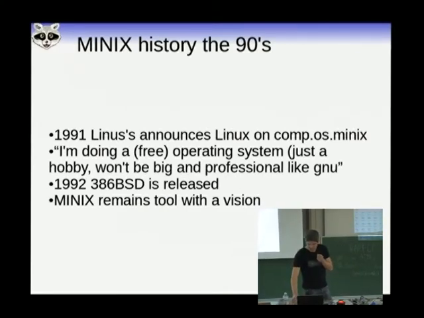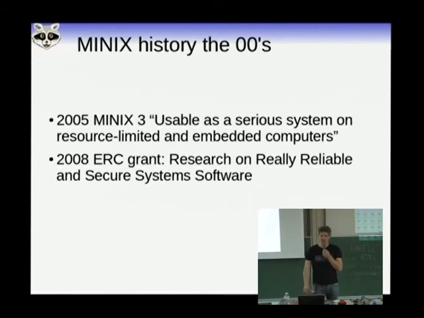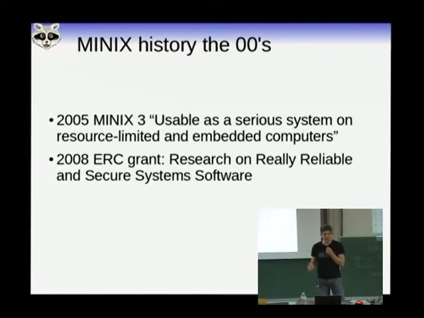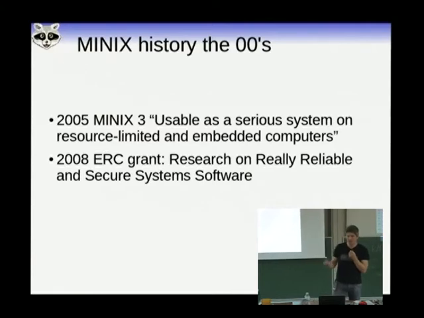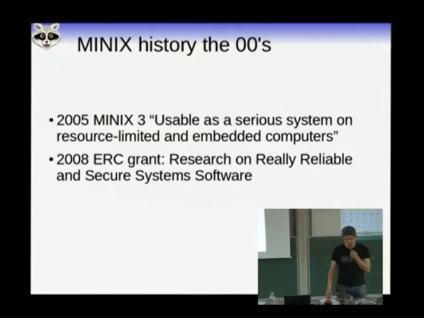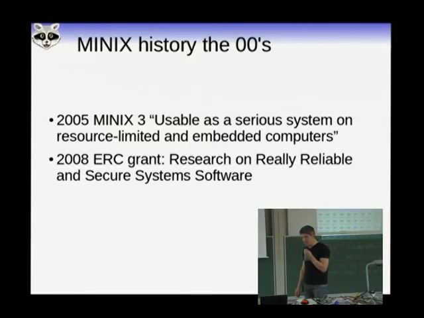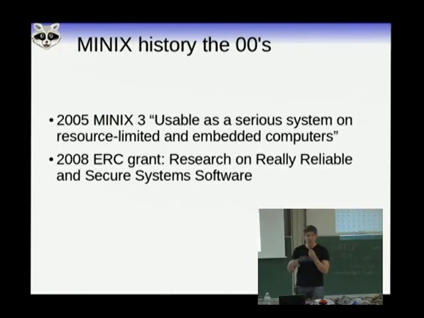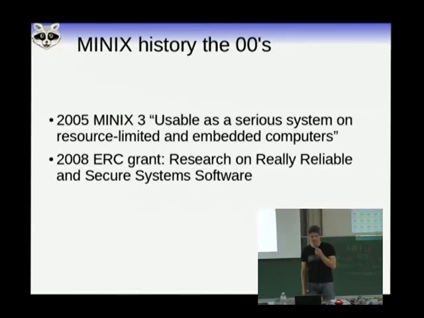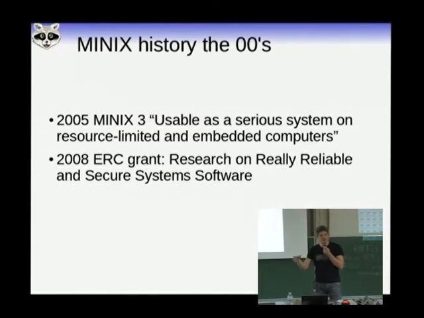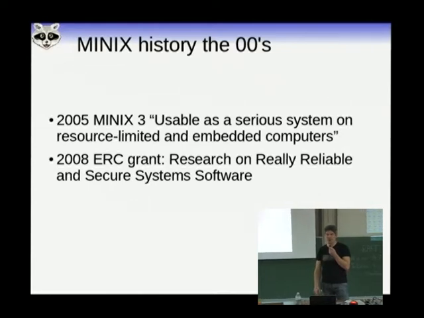Right, so back to the 2000s. Around 2005, the focus of MINIX changed dramatically. The target was now to make it usable on resource-limited computers and to focus on reliability. At the same time, the code was also released under a BSD license. So we can say that starting from 2005, something different happened. It was still called MINIX and the same people were working on it, but the purpose changed totally.